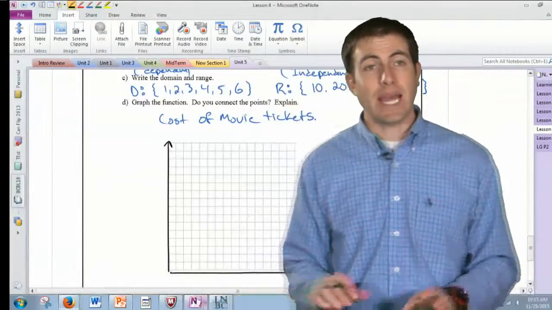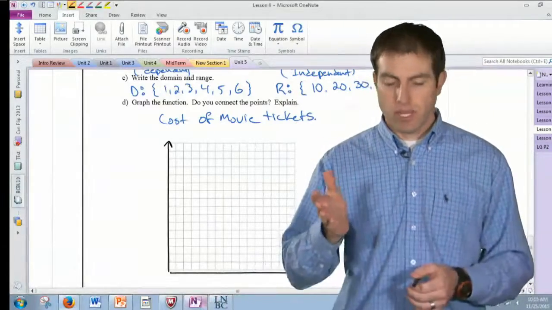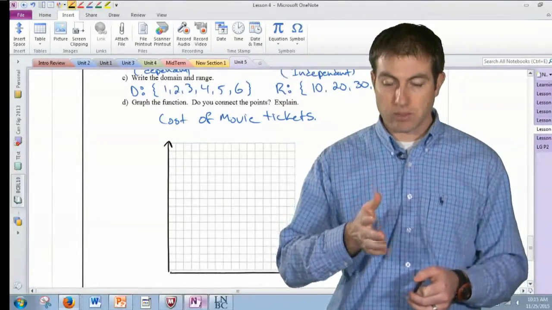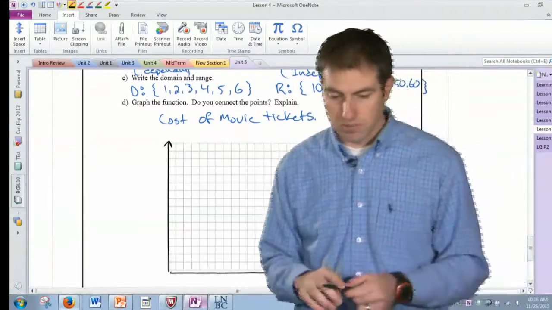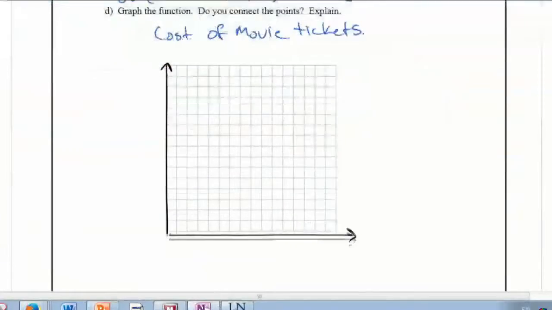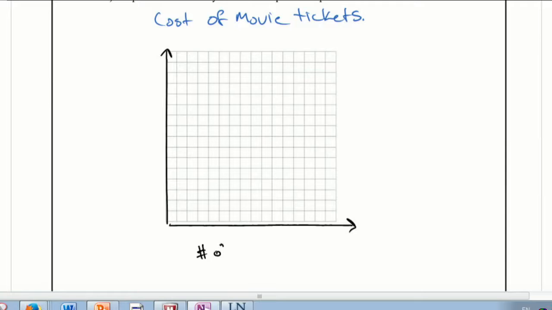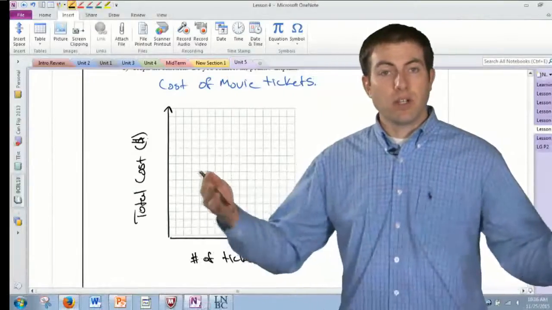All right, I need to label my axes. So I said everything in my first column was the domain. So the number of tickets is going to be the horizontal, and then the cost is going to be the vertical. So I'm going to have number of tickets along the bottom, and then I'm going to have total cost, in this case in dollars, along the side.